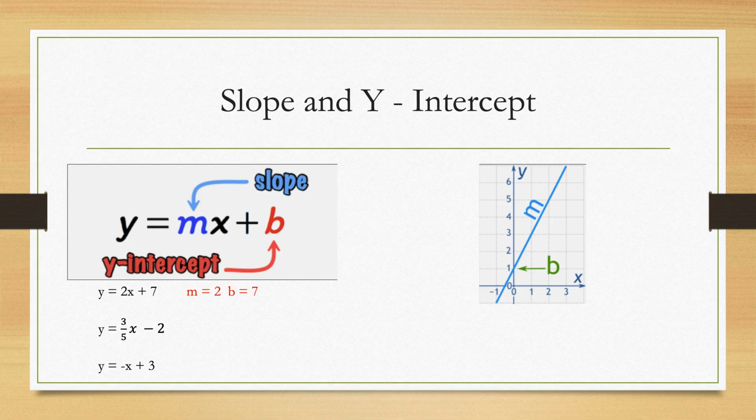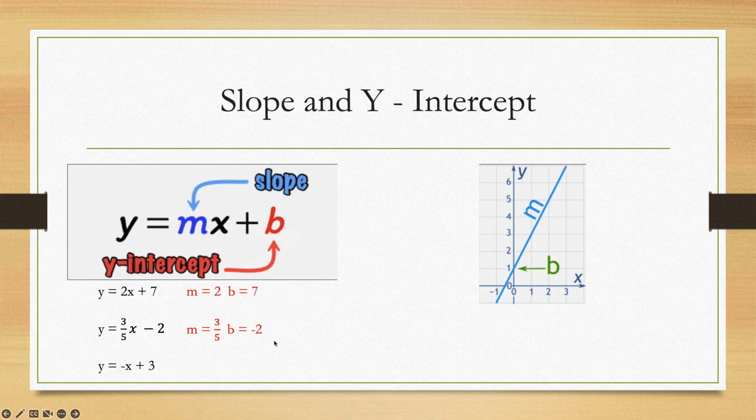Second one, what's the slope? What's the y-intercept? So the slope would be whatever's in front of the x, which is 3/5, and the y-intercept would be -2, whatever number's at the end here. Remember, I did say that that could be a plus or minus sign at the end.